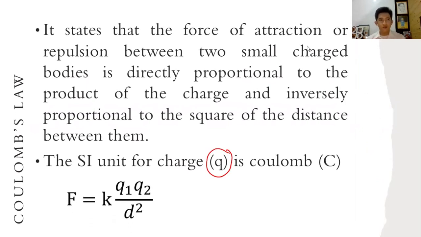We can calculate the electrostatic force by using this equation. F is equal to the Coulomb's law constant, which is k, multiplied by Q1 times Q2 divided by d squared. Let's take note that the value of k, the Coulomb's law constant, is 9.0 times 10 raised to 9 newton square meter per coulomb squared. So this is the constant value that we're going to use if our two particles are within a vacuum or in air.